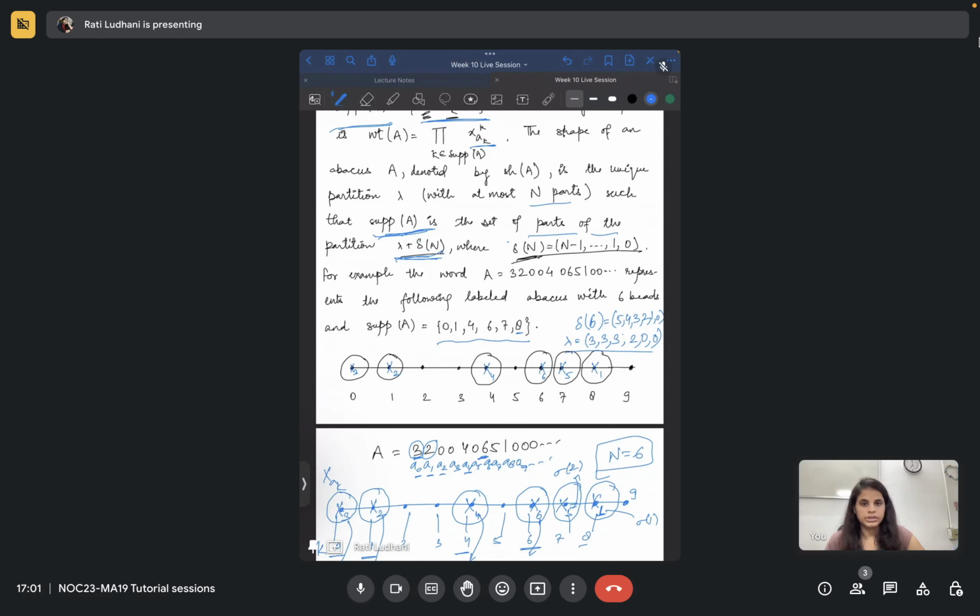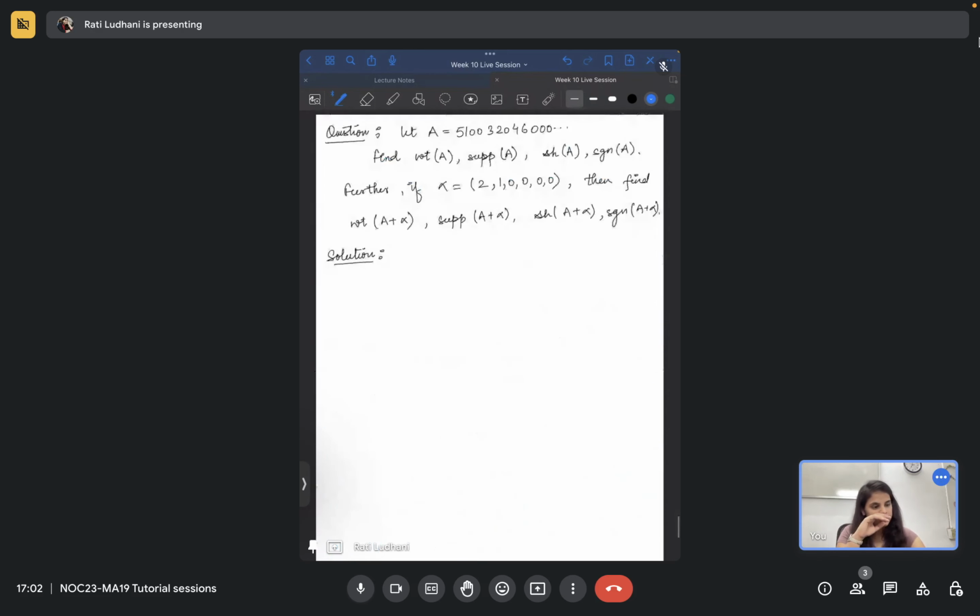Yes, ma'am. So this is that partition, and you can write this as its shape. That much we are saying. So let's try to do that in this question. A is given to be 5 1 0 0 3 2 0 4 6 0 0 0. We'll do addition also. Now you construct the label WI.